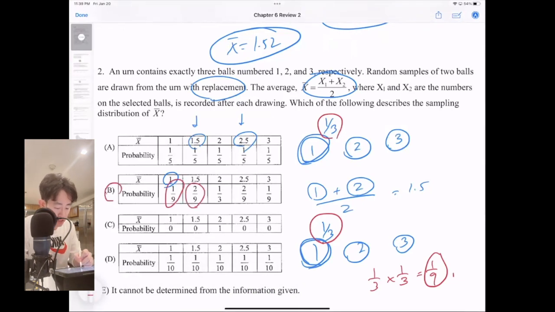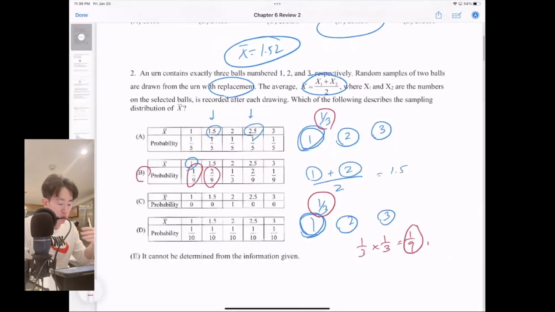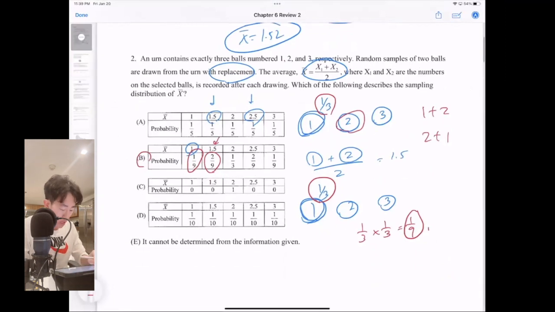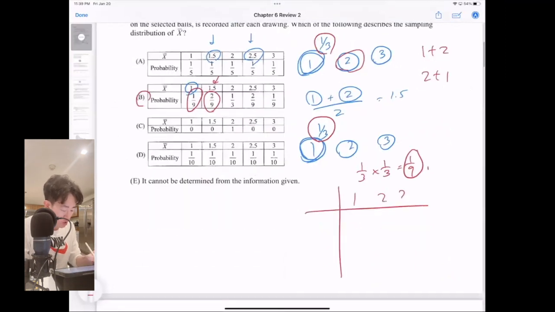Now, why have the chances changed? Well, that's because there are multiple ways in which you can get 1.5. In this case, you can have 2 and 1, or you can have 1 plus 2. So there are 2 different ways in which you can get an average of 1.5. What I mean is, if I were to draw a chart, 1, 2, 3, 1, 2, 3, and just sum them up.